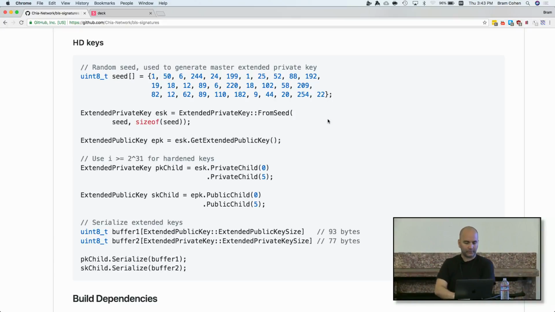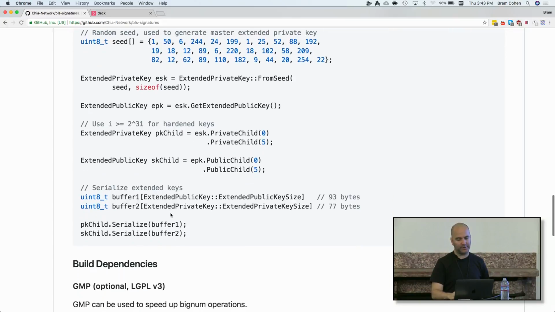And we have other stuff here. There's more. We support HD keys. HD key, this is hierarchical deterministic, which is used for wallets in Bitcoin. And we have a thing where you can take a private key and make a child private key. And you can take a public key and make a child public key, and they still correspond to each other. This is how Bitcoin does wallets.